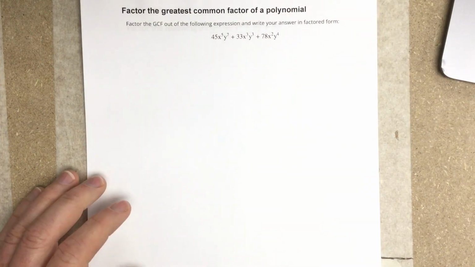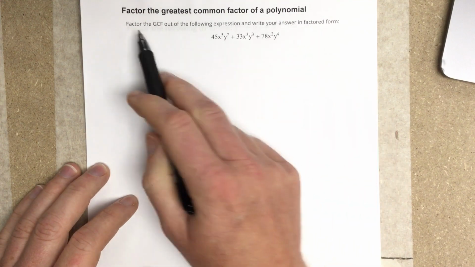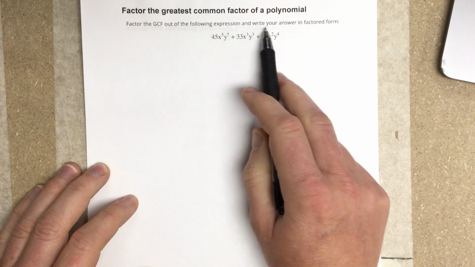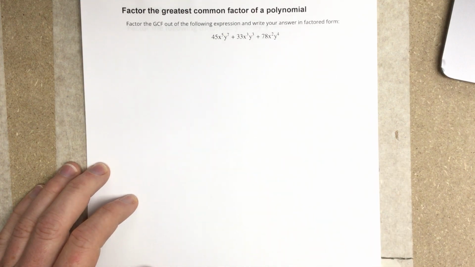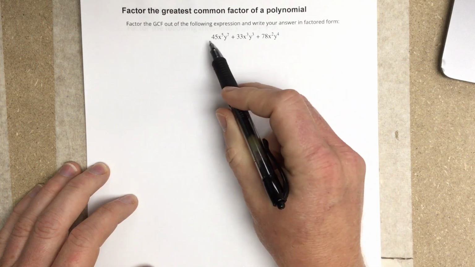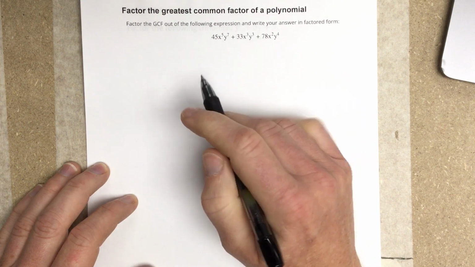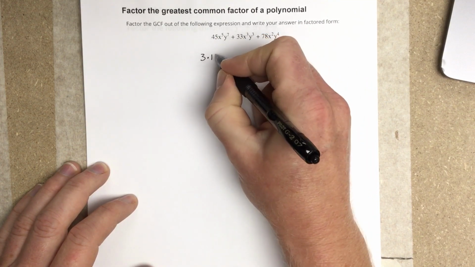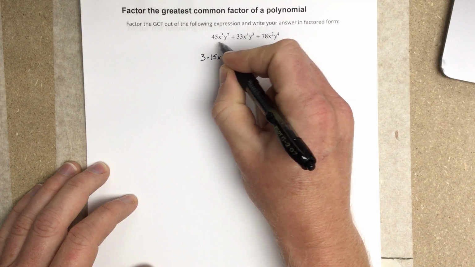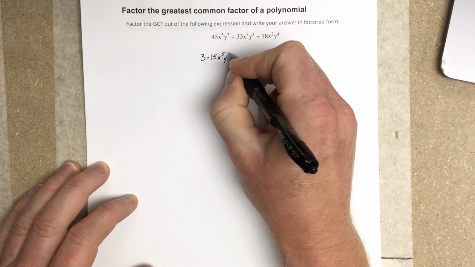Let's do another one. So this time they want us to write this in factored form. It says factor the GCF out of the following expression and write your answer in factored form. So we're going to do the exact same thing we just did in the previous problem. I notice that 45, 33, and 78 all have a 3 written inside. They all have 3 as a factor for that number.